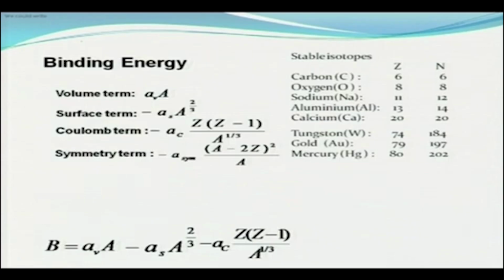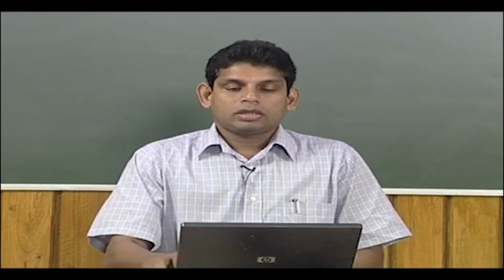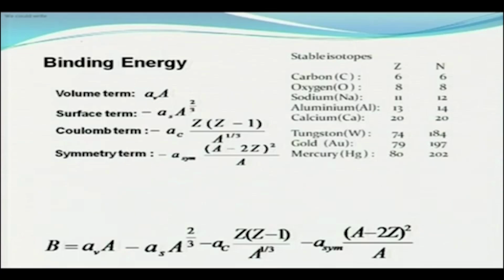So, the numerator takes care that this term is zero when N equals Z, or A equals 2Z, and any deviation from this symmetry between the number of neutrons and number of protons will contribute to the symmetry term. And we want this term to be less significant when we take larger and larger values of A, therefore, a 1 over A factor is added to it. So, with this term added, the binding energy looks like this.